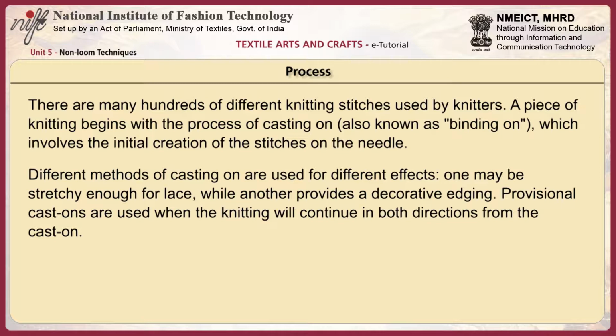A piece of knitting begins with the process of casting on, also known as binding on, which involves the initial creation of the stitches on the needle. Different methods of casting on are used for different effects. One may be stretchy enough for lace, while another provides a decorative edging. Provisional cast-ons are used when the knitting will continue in both directions from the cast-on.